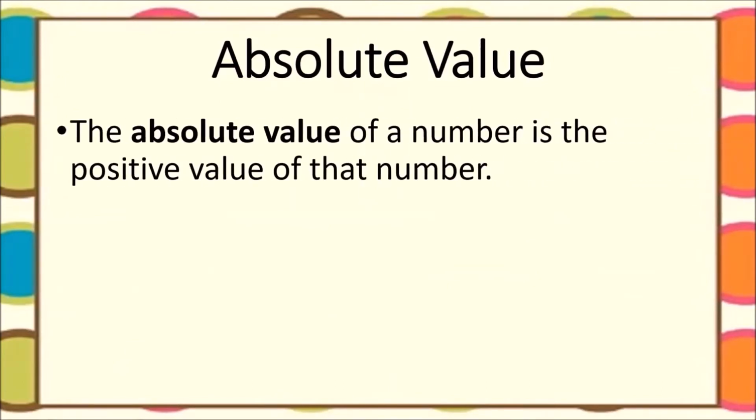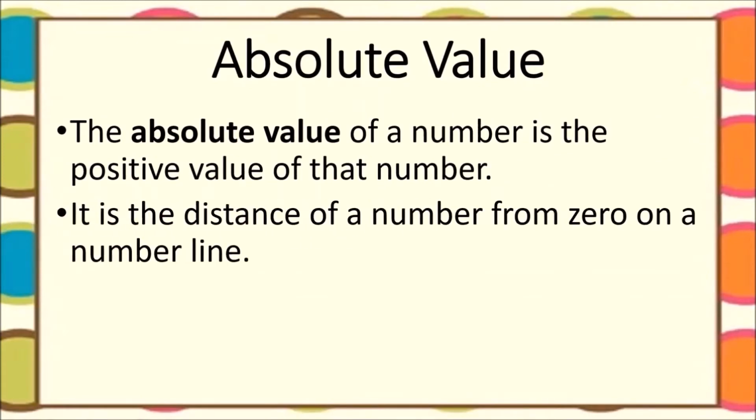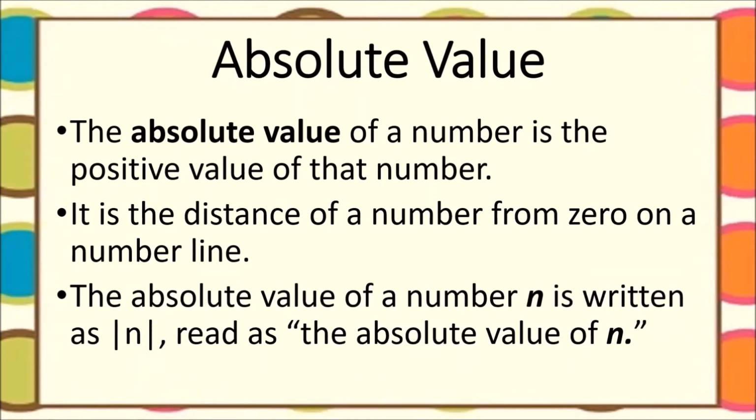Now from this, we can describe what absolute value means. The absolute value of a number is the positive value of that number. It is the distance of a number from 0 on a number line. And the absolute value of a number n is written as this symbol and read as the absolute value of n.